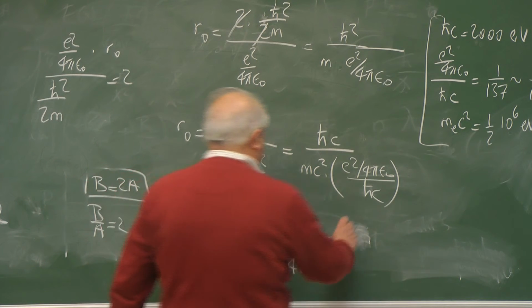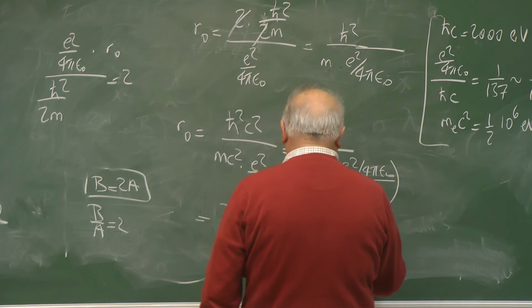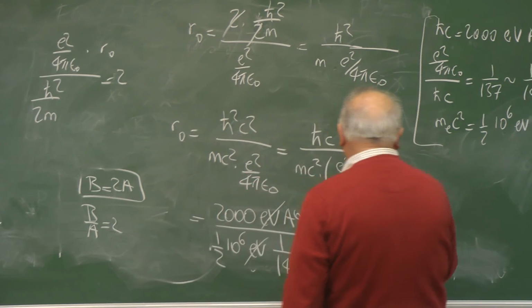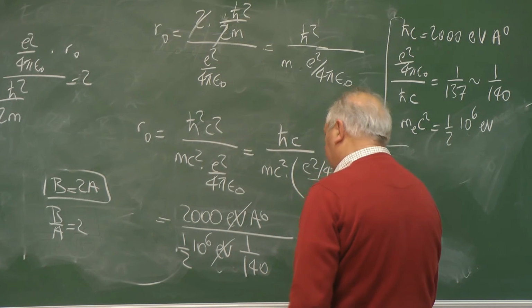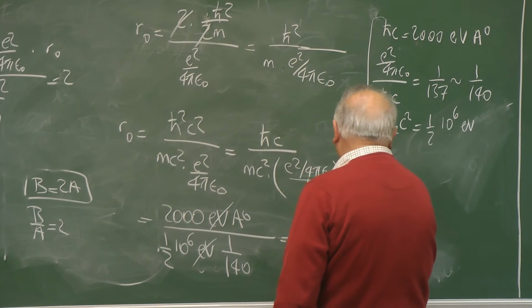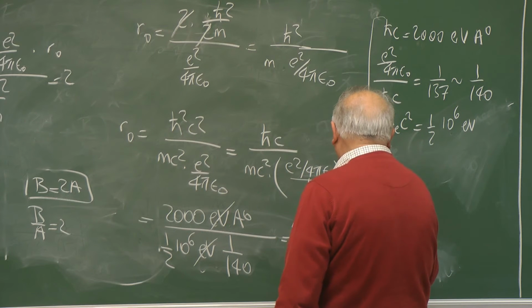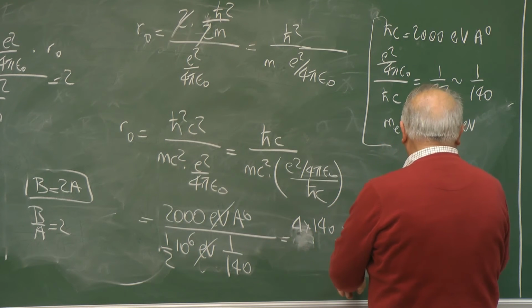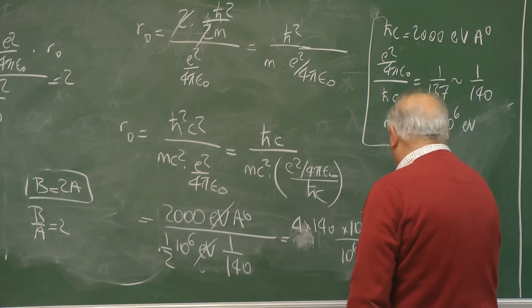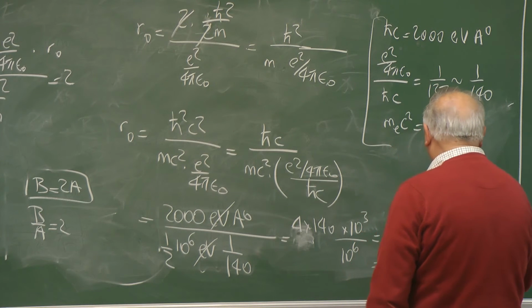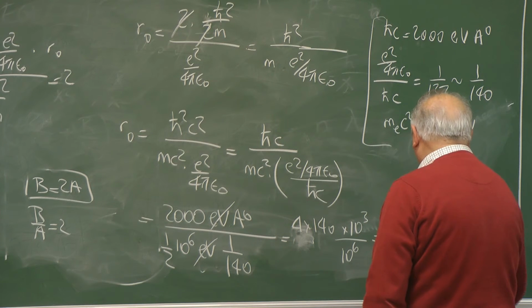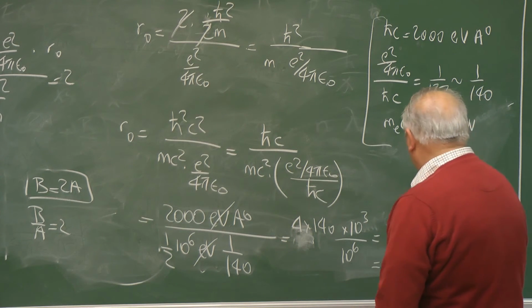4 times 140 times 10 to the 3 divided by 10 to the 6. This is 560 times 10 to the minus 3. So this is 0, that's angstrom. That's 0.56 angstrom.